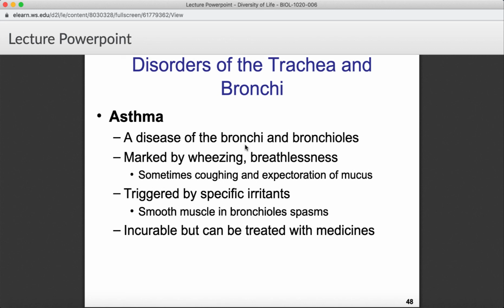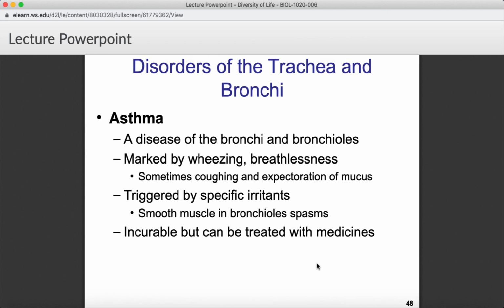Asthma, a disease of bronchioles and bronchi, marked by wheezing, breathlessness, sometimes coughing, and expiration of mucus. Usually triggered by specific irritants and causes the smooth muscles in the bronchioles to spasm. Can't really do anything about it but treat the symptoms. Though they have discovered that if, like when you were a child, you get outside and you're exposed to dust and dirt, particularly on a farm, you're something like 38% less likely to develop asthma later in life.